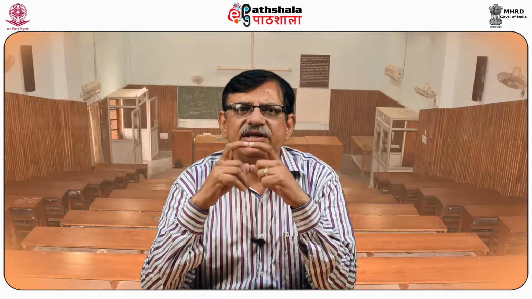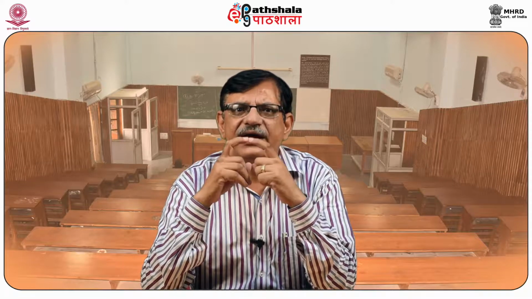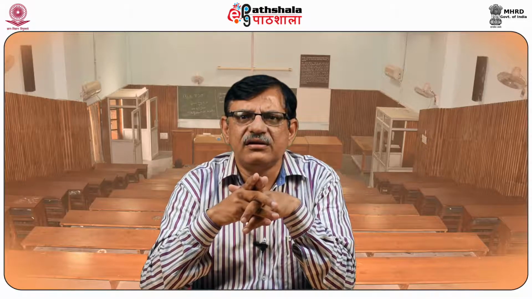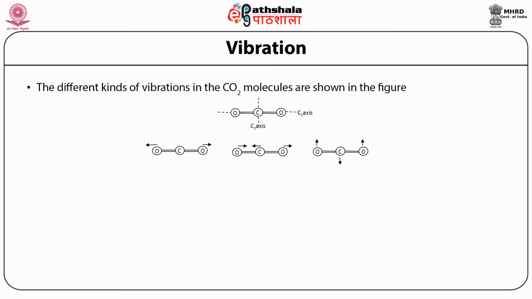So, the carbon dioxide molecule is a linear triatomic molecule, and hence the number of vibrations in it is 3n minus 5, which is equal to 4. There are 2 sets of symmetry axes in this molecule. The carbon atom occupies the middle position and has a 2-fold axis, C2, perpendicular to the bond axis, and an infinite fold axis, C infinity, passing through the bond axis itself. It is called C infinity, as rotation of the molecule about this axis by any angle gives an identical appearance of the molecule. The different kinds of vibrations in the CO2 molecule have been shown in the figure.